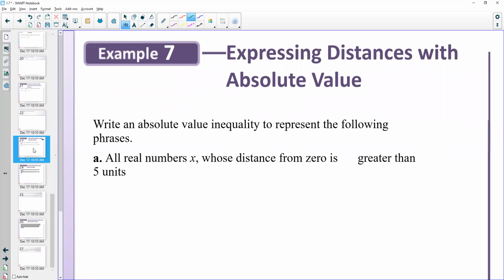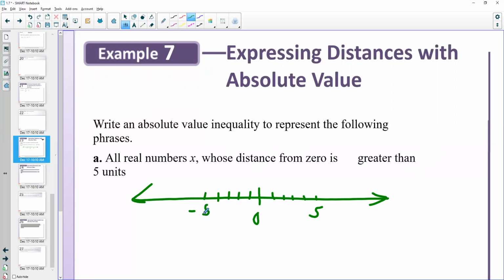So we are going to do one last thing in here, writing absolute value inequalities. We're going to write an absolute value inequality to represent the words. The one we want to represent here says all real numbers x whose distance from 0 is greater than 5 units. Okay, so I think the first thing we have to think about is what that actually looks like. So I have 0, and I want to go 5 spaces away. That's 5. And 5 spaces away, it's negative 5. And it's any real number outside of that. It's greater than, so that 5 is not included.